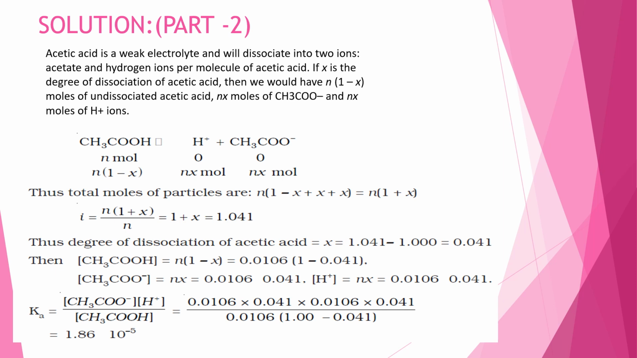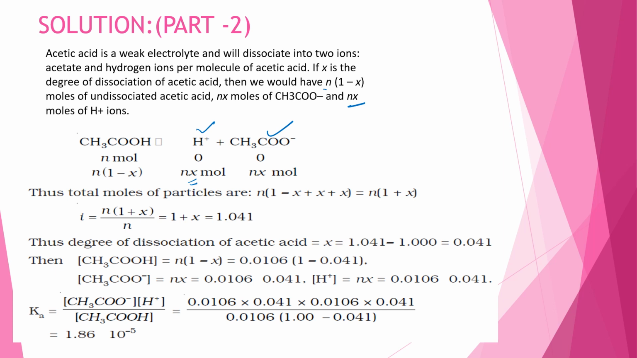So we have to calculate the dissociation constant of the acid. Acetic acid is a weak electrolyte and will dissociate into two ions, acetate, this is acetate CH3COO minus, and hydrogen ions, this is H plus ion, per molecule of acetic acid. Suppose x is the degree of dissociation, so n into 1 minus x moles of undissociated acetic acid, nx moles of CH3COO minus, and nx moles of H plus ions.